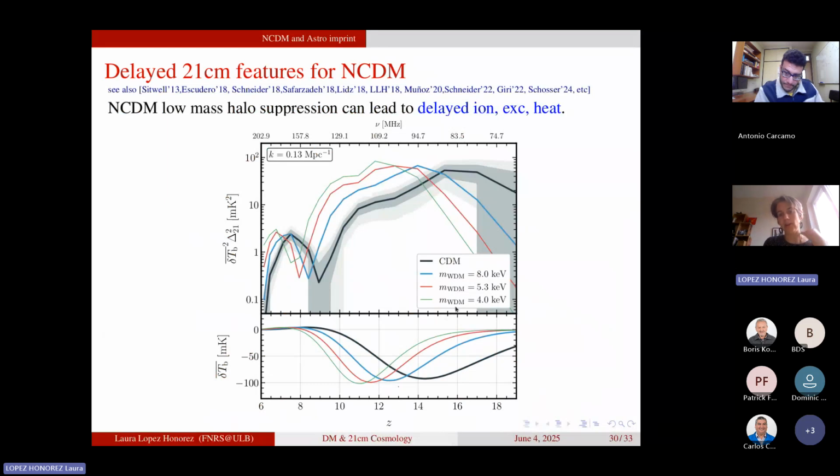The lower the mass, the hotter the dark matter, the bigger the structures that are going to be erased, and essentially the later the 21 centimeter signal is going to show its different features. Okay, I go from a peak here to a peak that goes there with a 4 keV dark matter. I go from an absorption feature that was around redshift 15 to an absorption feature that goes to something like redshift 11.